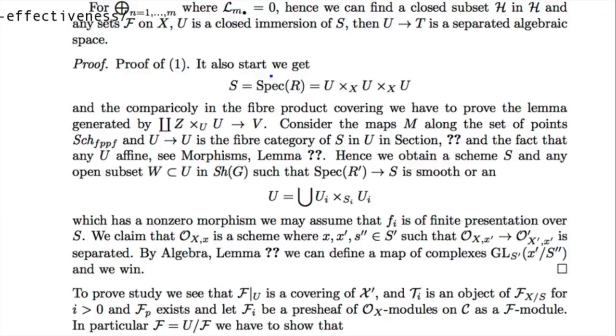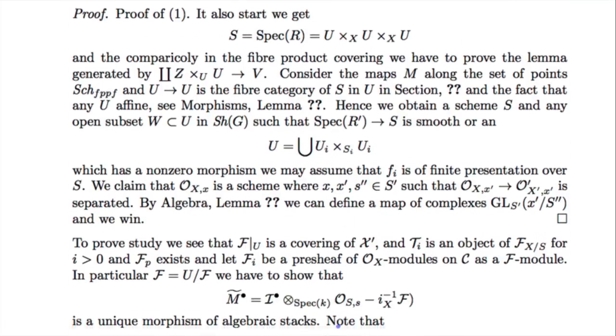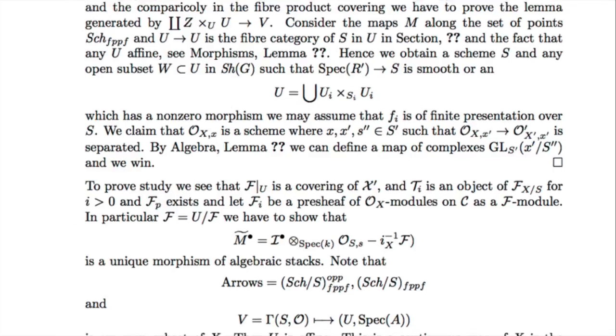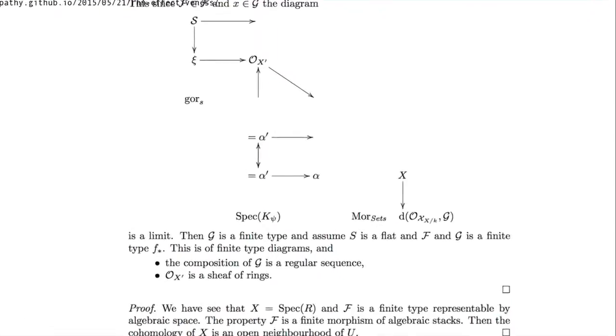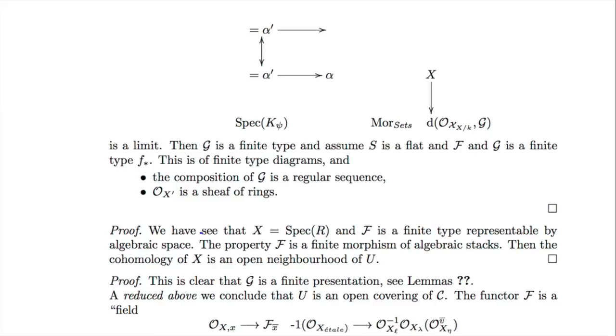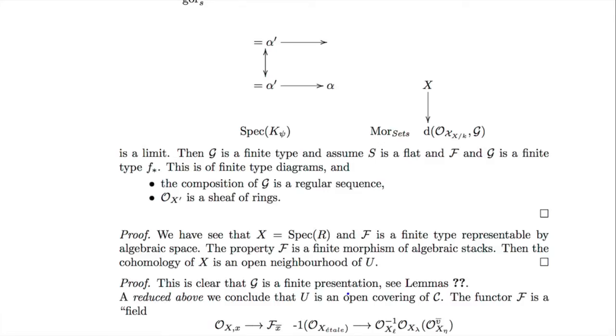These are all totally fake figures and fake formulas. They don't mean anything. But who would know, right? If you've ever seen a theoretical math paper, they're insane. Which has a non-zero morphism. We may assume that Fy is a finite presentation over S. We claim that OX is a scheme where X is of S such that OX maps to O. It makes up its own nonsensical figures that don't mean anything, right? OX is a sheaf of rings. This is clear that G is a finite presentation.